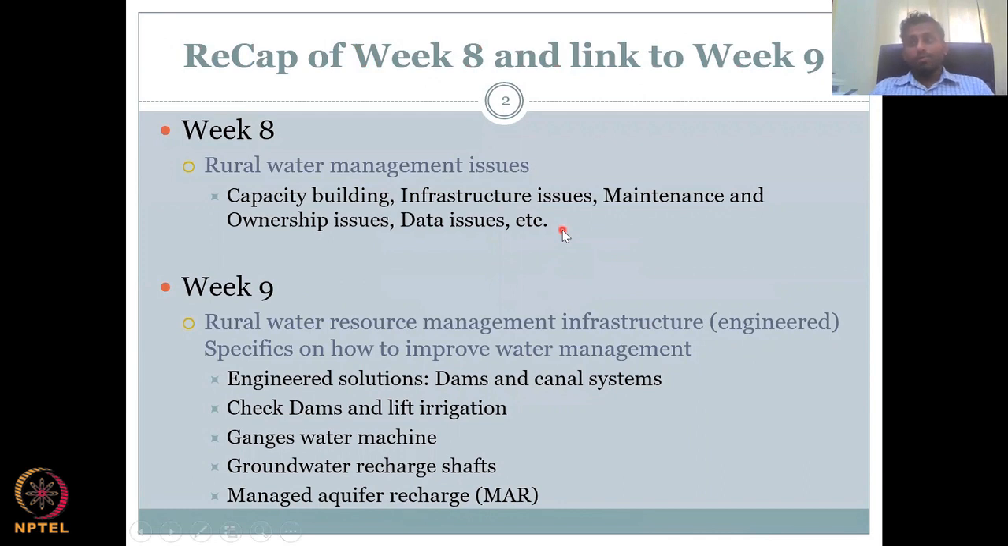Let's do a recap of what we discussed in week 8, and then I'll discuss what we are going to see in week 9. In week 8, we looked at rural water management issues. What are the issues that are causing water not to be used wisely, or lack of water, impacting water security?